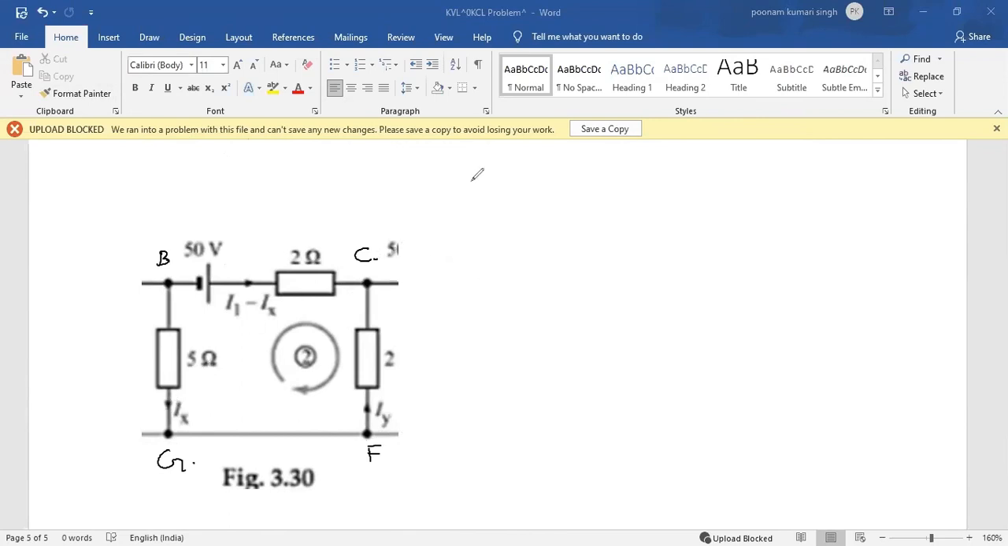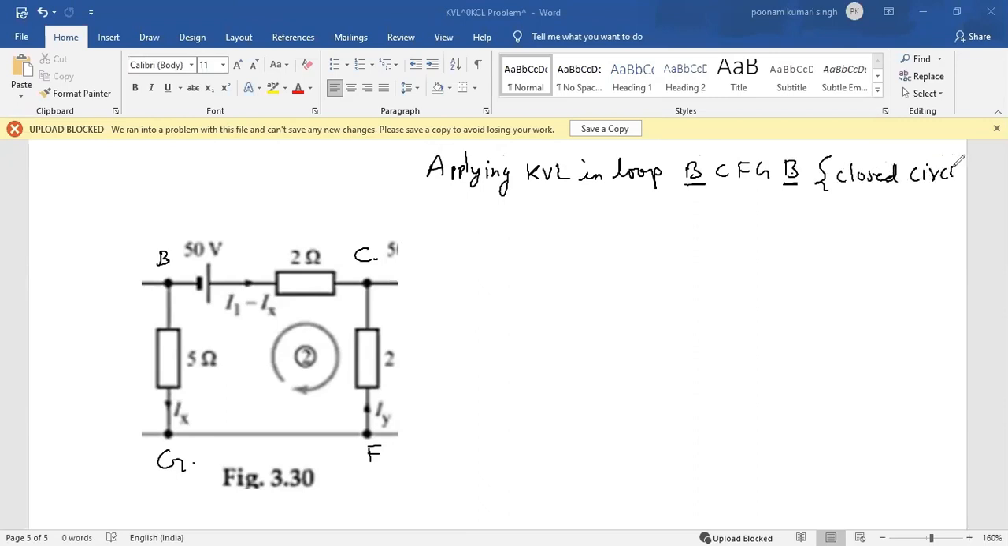Here we are applying KVL in loop B, C, F, G and again B. Your starting and finishing point should be the same. That's why we are talking about a closed circuit. Whenever we use the word loop, we are talking about a closed circuit, which is also known as mesh.